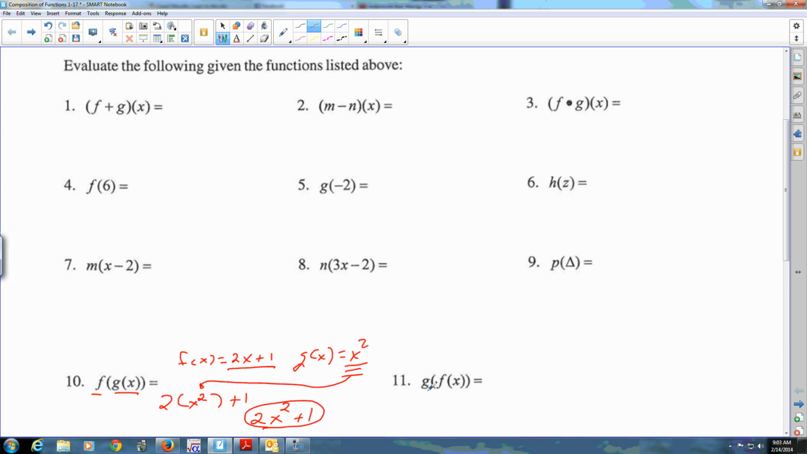Order does matter. Write your function first without the variable. So that would be this, that's g of x. Then put in f of x wherever there's the parenthesis. F of x is 2x plus 1.